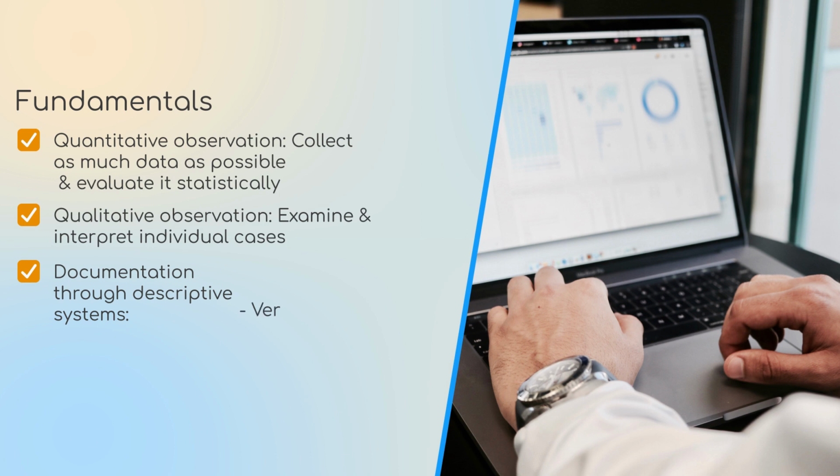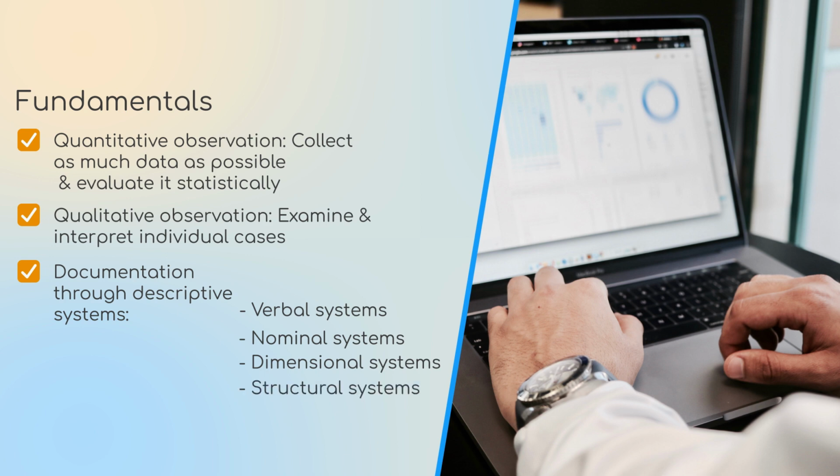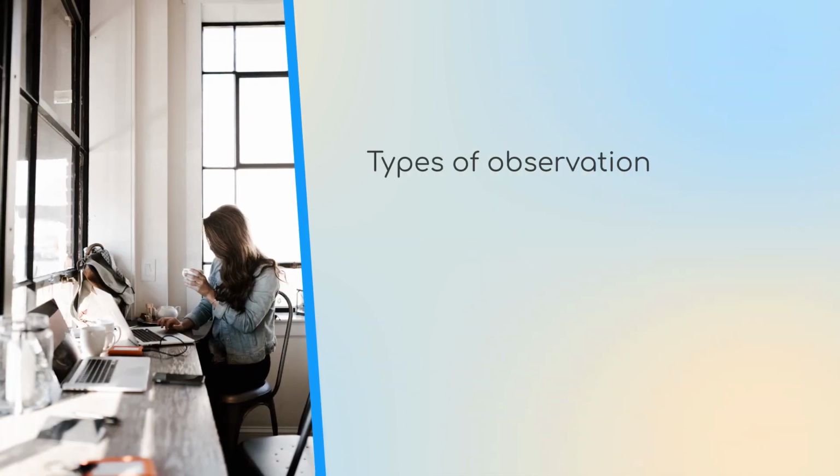These include verbal systems such as keyword-like event logs, nominal systems such as index systems and category systems based on predefined classification features, dimensional systems in which rating scales are applied, and structural systems such as those used in sequence analyses, where structural relationships can be analyzed over time. With this general background knowledge, we can now take a closer look at the different ways of observation.